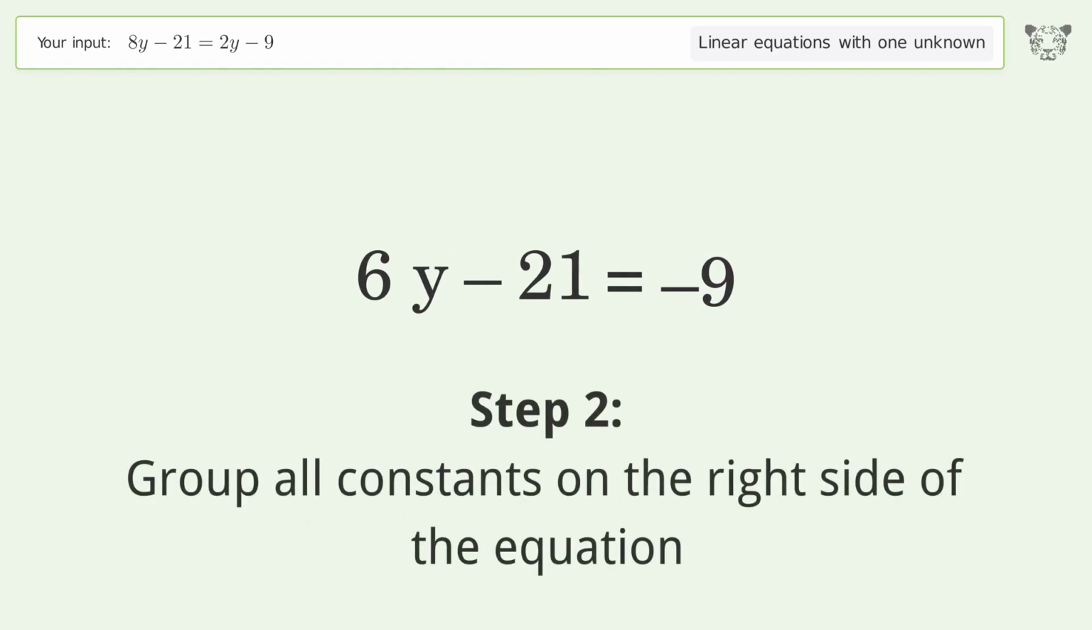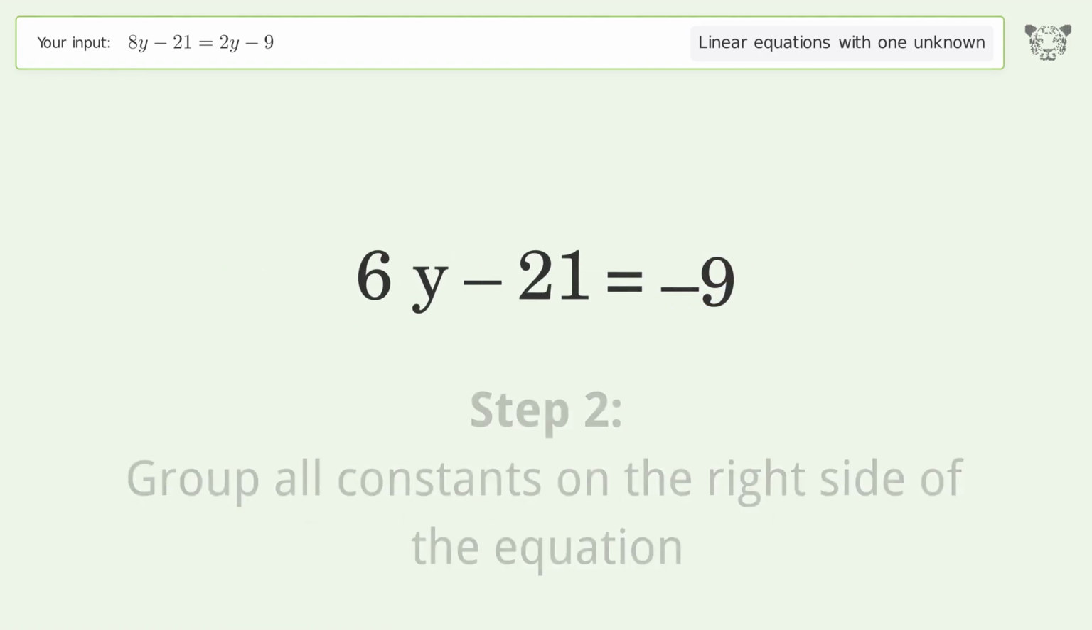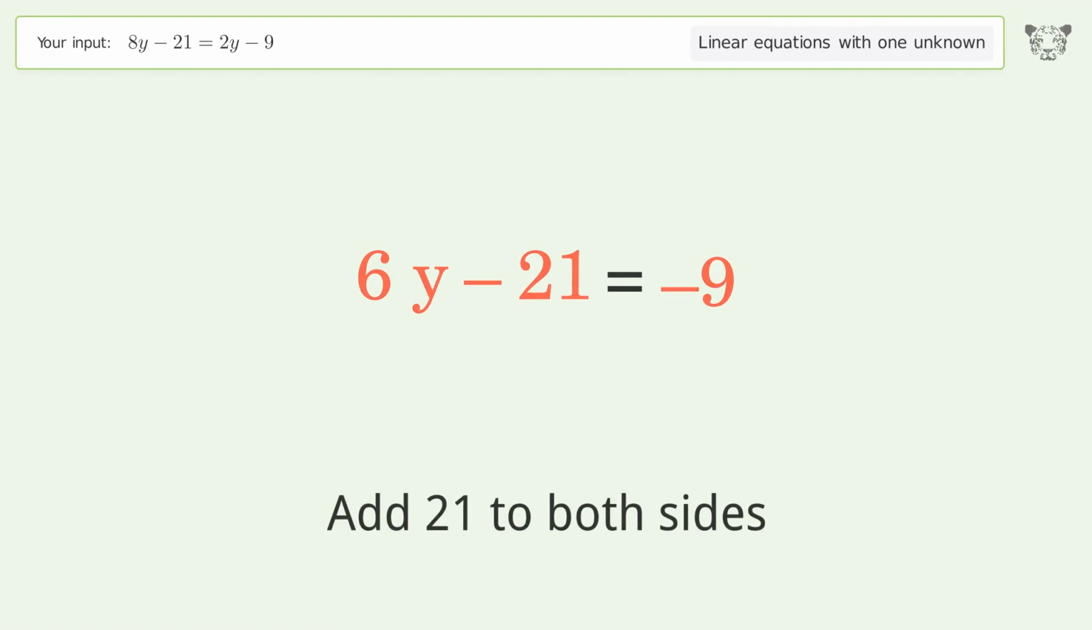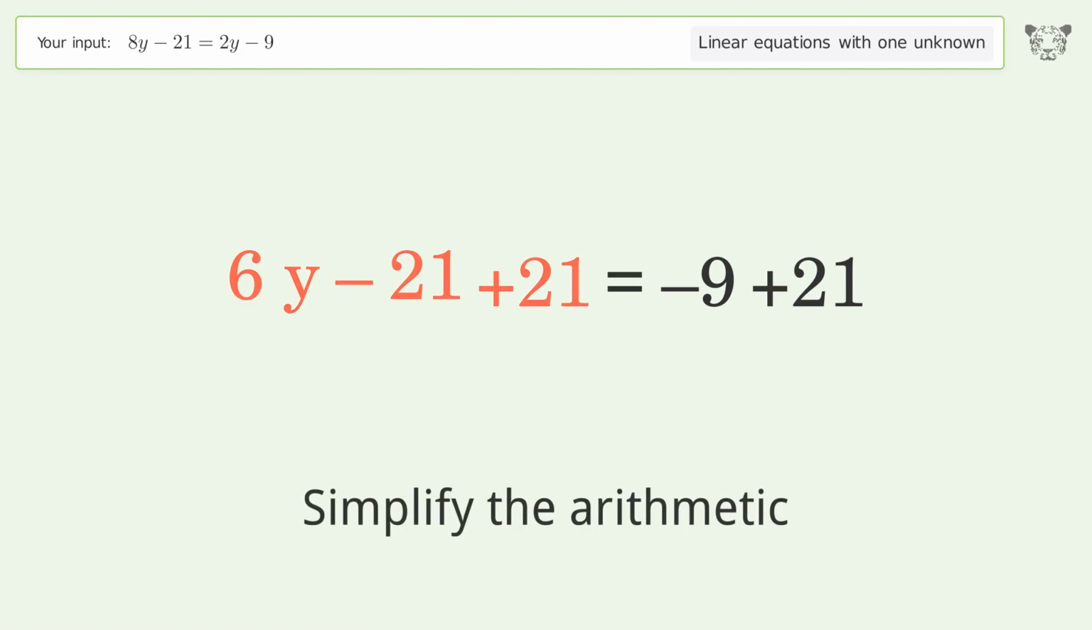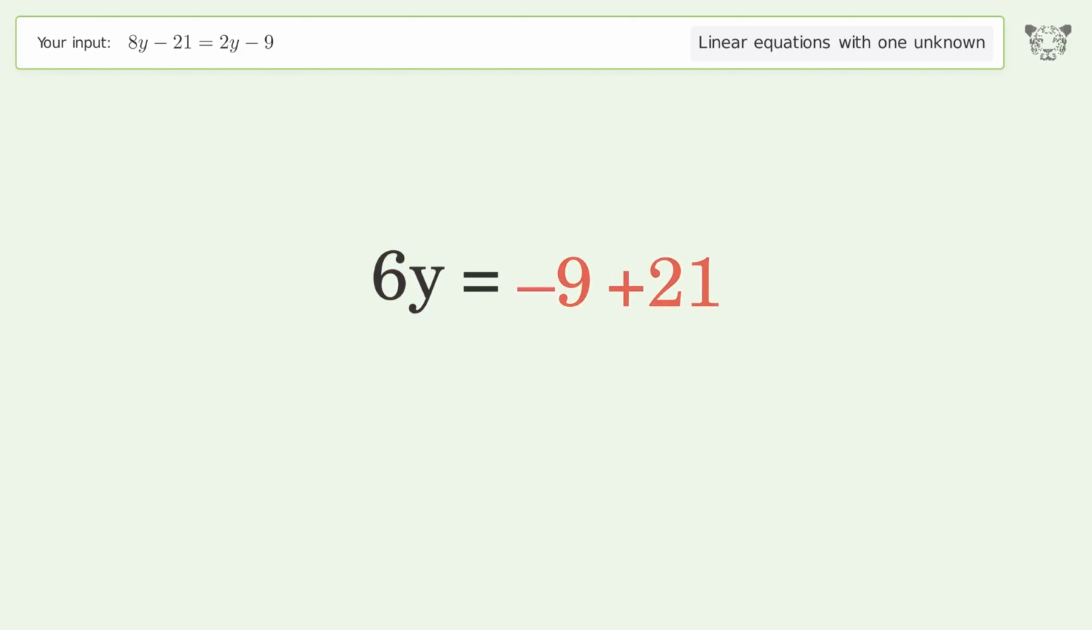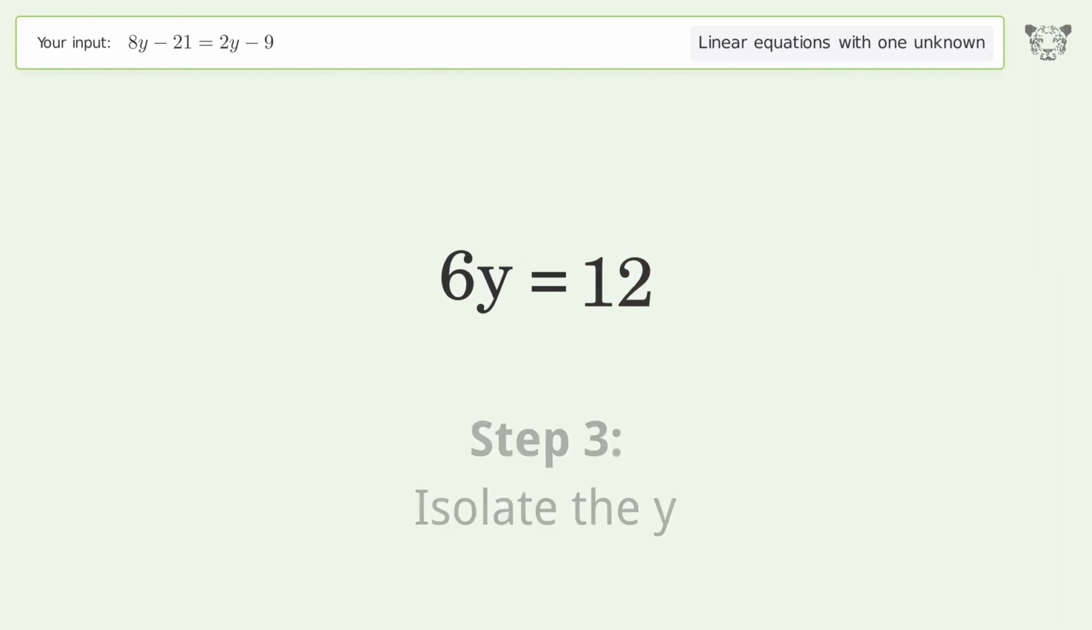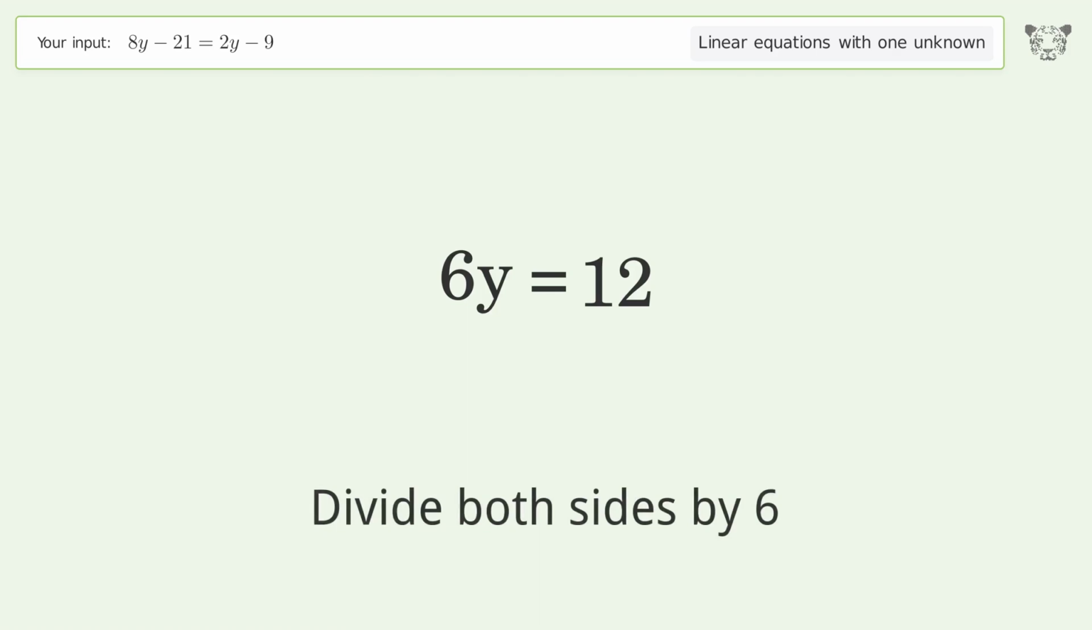Group all constants on the right side of the equation. Add 21 to both sides. Simplify the arithmetic. Isolate the y. Divide both sides by 6.